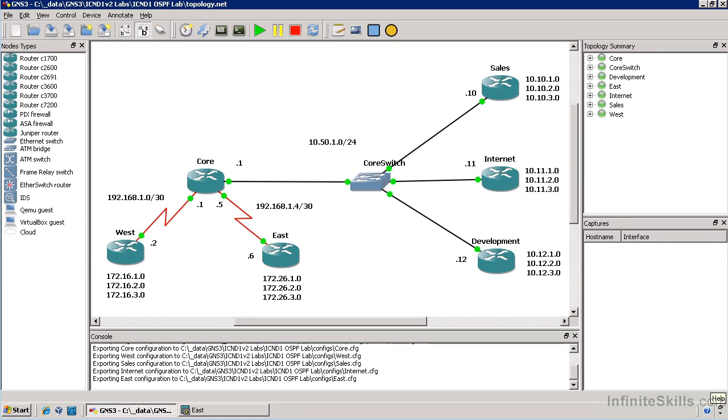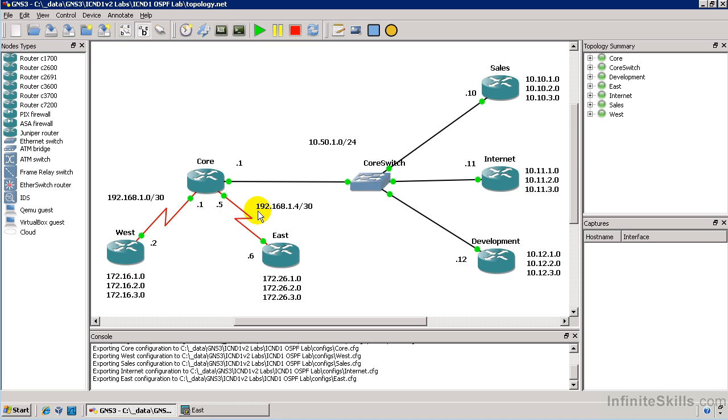Welcome back into our OSPF configuration lab. We've gotten OSPF working between the core and the west routers here. We're going to configure OSPF between core and east, and we'll do it a little differently on the east router than we did on the west, just to show you the power of using that wildcard mask. But first off, let's get OSPF working on this serial link between core and east.